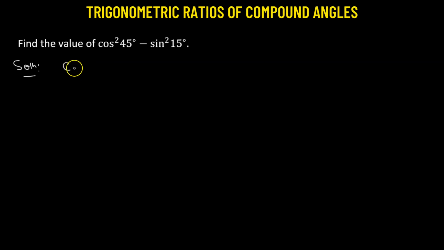So let us begin. Here we have cosine squared 45 degree, but we can also express it as cosine 45 degree whole squared minus sine 15 degree whole squared. We'll find out the value of each of the trigonometric ratios separately. Cosine 45 degree, we know it's 1 over square root of 2, so we have to square it. From it, we're going to subtract the value of sine 15 degree. So we'll try to find out the value of sine 15 degrees.